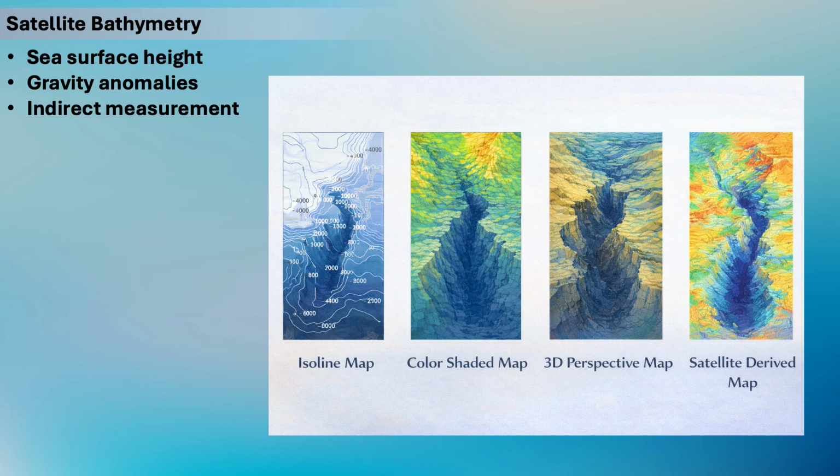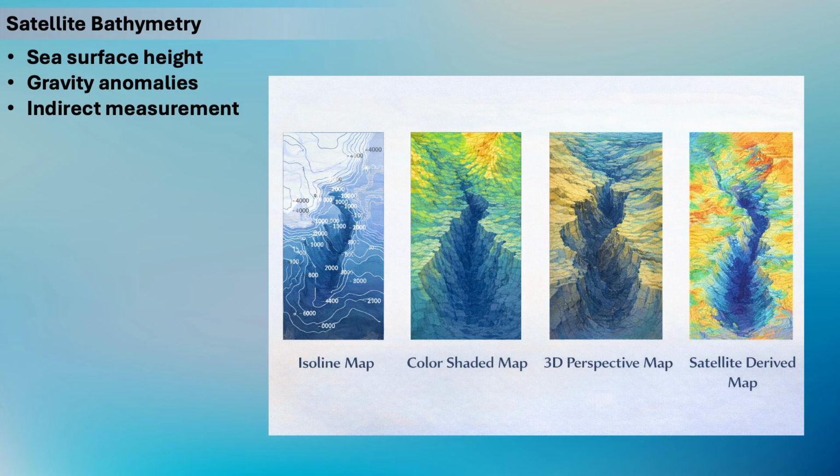But not all bathymetry is measured directly with sonar. A newer technology uses satellites to get extremely precise measurements at the ocean surface. Satellites can estimate seafloor features by measuring small variations in sea surface height caused by gravity. Underwater mountains slightly raise the sea surface above them, while trenches create a small depression. This indirect method allows scientists to map large areas of the seafloor efficiently.